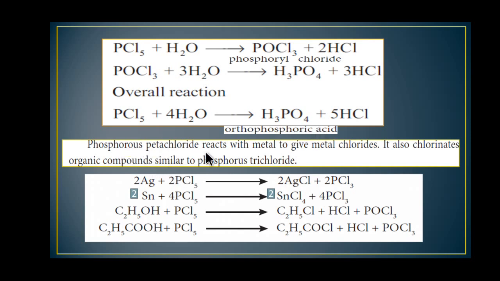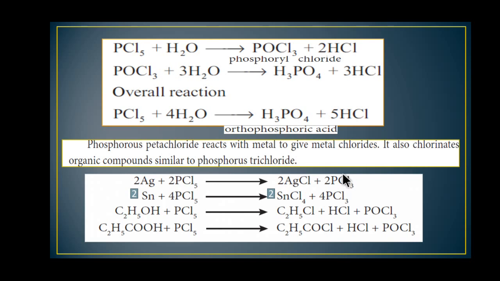When phosphorus pentachloride reacts with metal, it gives metal chlorides. Is it clear? Metal chloride. It also chlorinates organic compounds, similar to phosphorus trichloride. We already discussed phosphorus trichloride. In a similar manner, it chlorinates organic compounds. Is it clear? So what is the reaction? When silver is the metal, silver reacts with PCl5 and gives the product silver chloride. So silver is chlorinated. Is it clear?